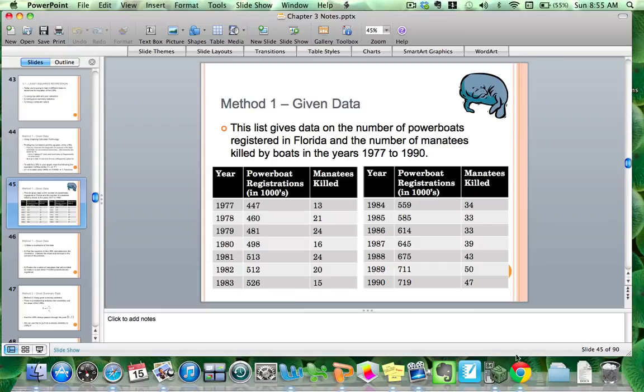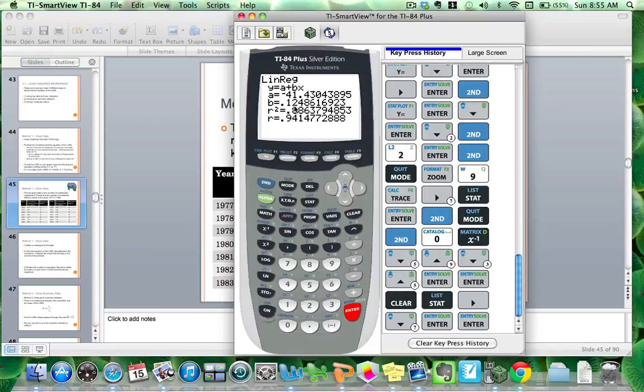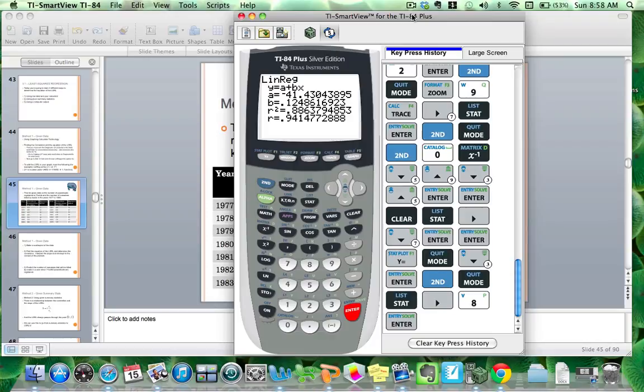By the way, if I want to take this equation and add it over top of my scatter plot, I can do that. So we know that y hat is going to equal negative 41.43 plus 0.125x. That's how I would read that. If you want to add that least squares regression line over top of your scatter plot, you can do that. You just go to your y equals, not second y equals, but your regular y equals, and type it in.